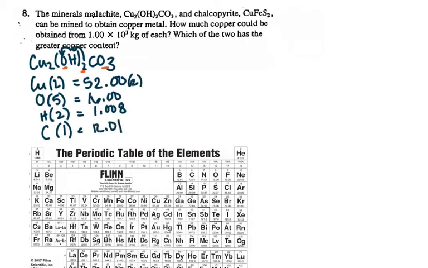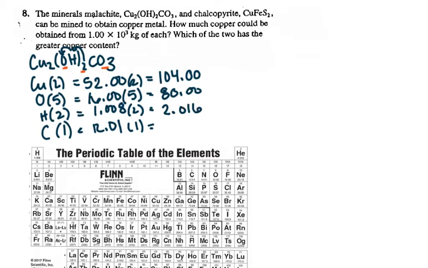Okay, so I'm going to multiply this by 2, this by 5, this by 2, and this by 1. And then I'm going to add those all together. So for copper, that is 104.00. For oxygen, that's 80.00. For hydrogen, that's 2.016. And for carbon, that stays the same because we're just multiplying by 1.